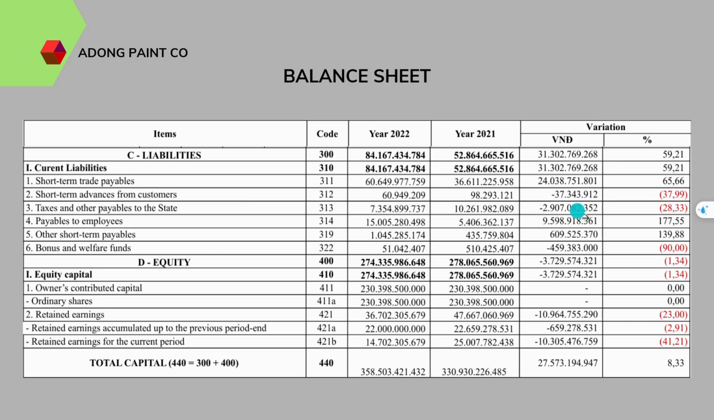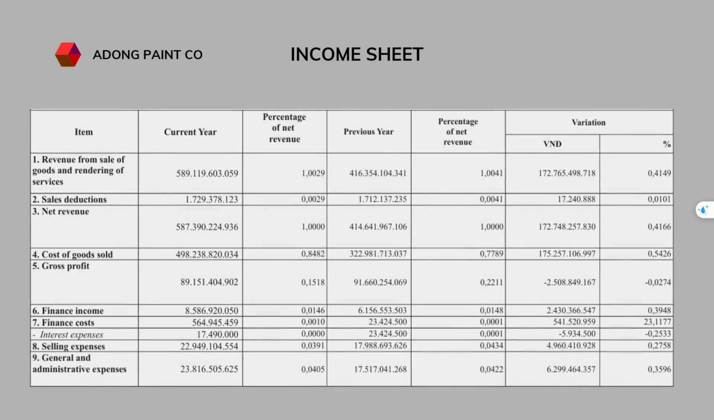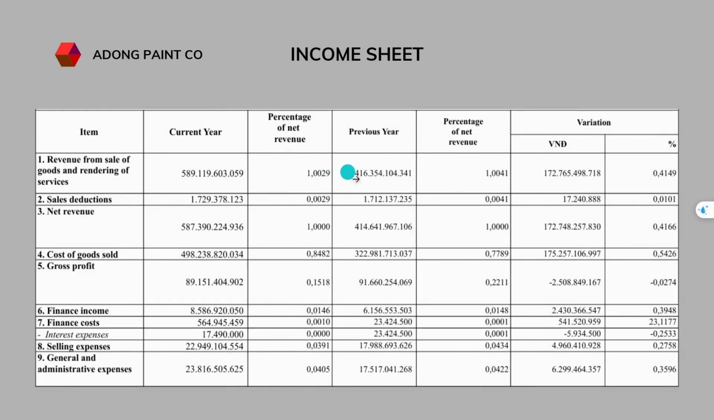So we move to the second set. It's about the income statement. Although the company achieved strong revenue growth, approximately 41%, profitability declined across all levels due to a significant drop in gross margin and higher operating expenses.